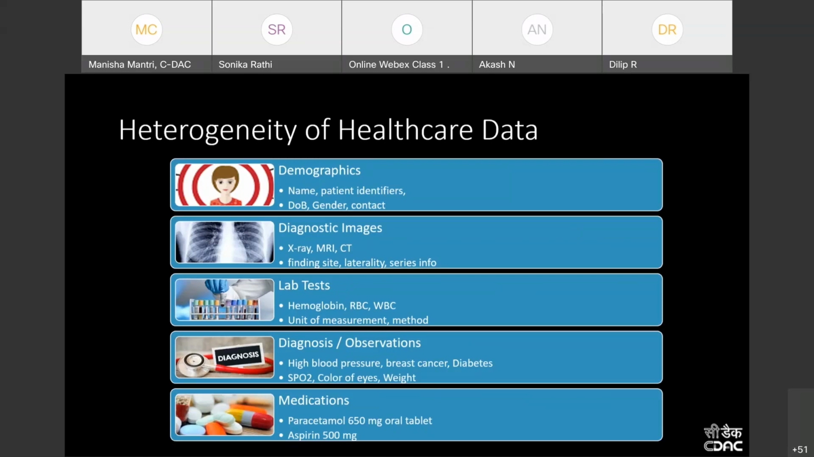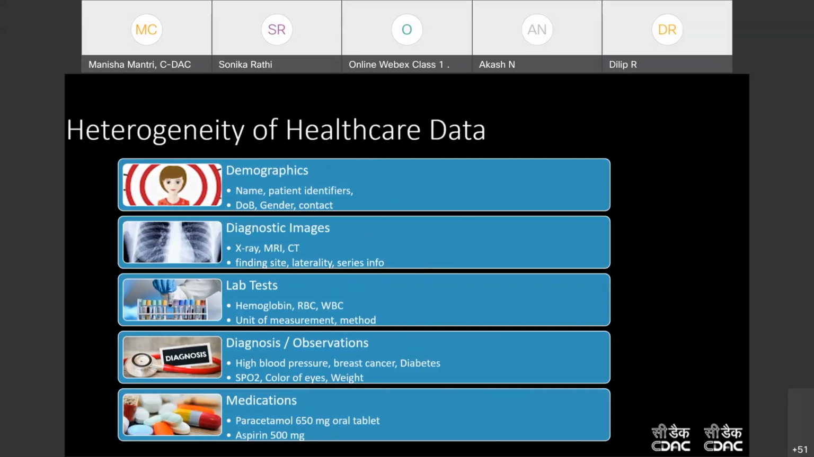And then there are diagnosis and observation records, which are important to document the disease and the different observations related to the patient. Then the medication, which we commonly call the prescription record, holds health information that includes the name of the drugs, medicines, the route, the dosage, and the duration for which the medicine is to be taken.